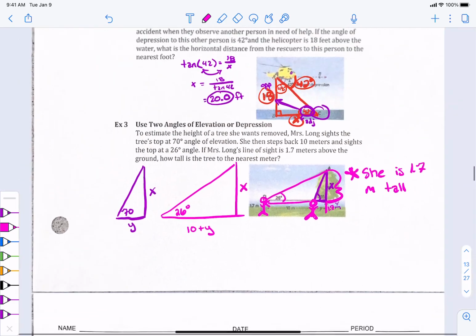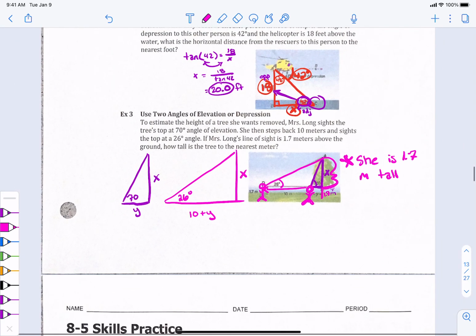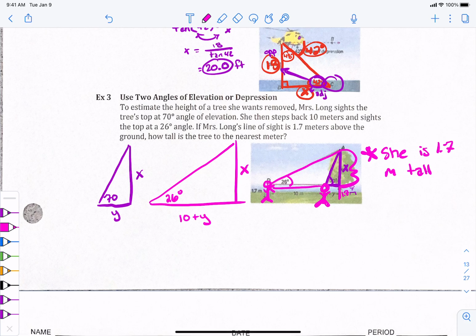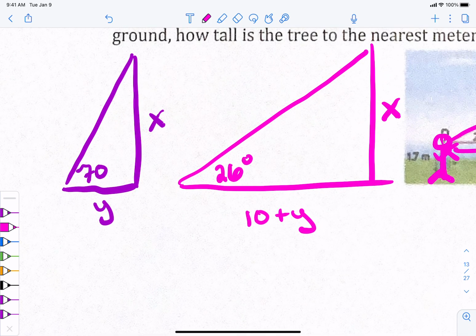Okay, so this one's a little bit harder. Pay attention to this one. Ready? She is 1.7 meters tall. Okay, this is kind of a tough one. Ready? Pay attention to this.